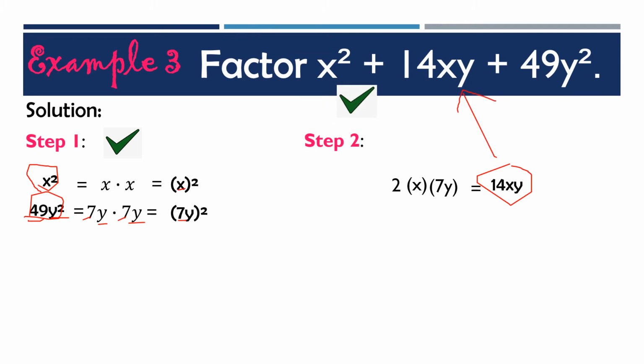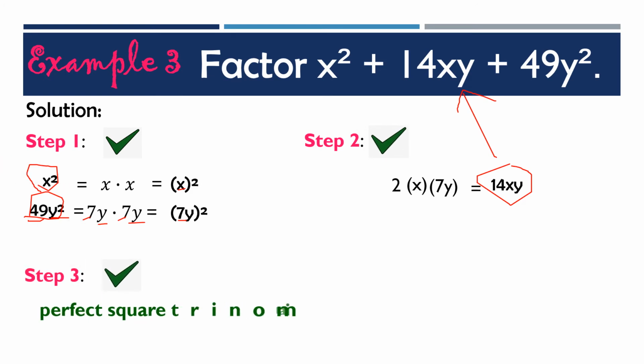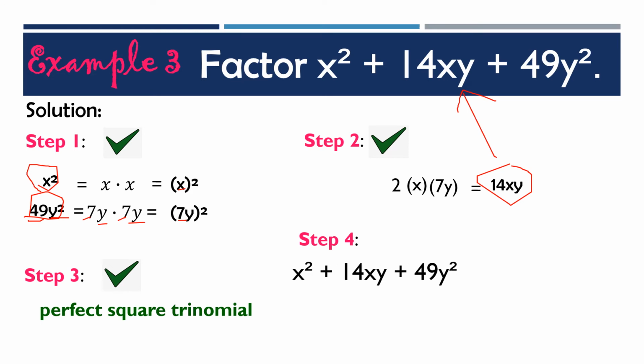That's correct. Then in step 3, we can say that the given expression is a perfect square trinomial. We can proceed with step 4 by factoring. The factors of x squared plus 14xy plus 49y squared are the quantity of x plus 7y squared.